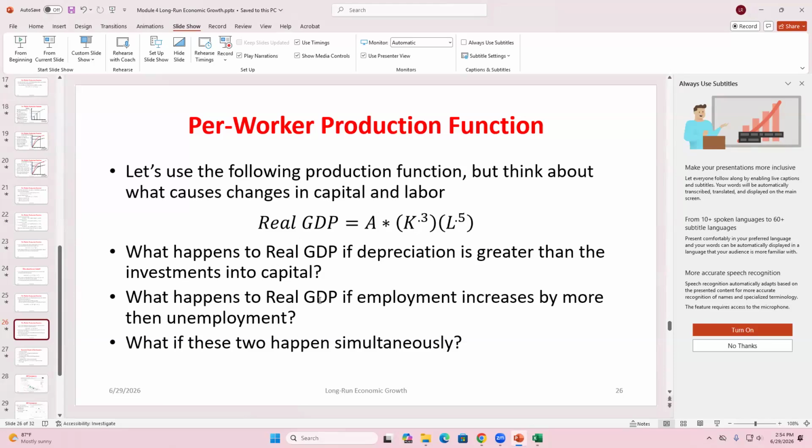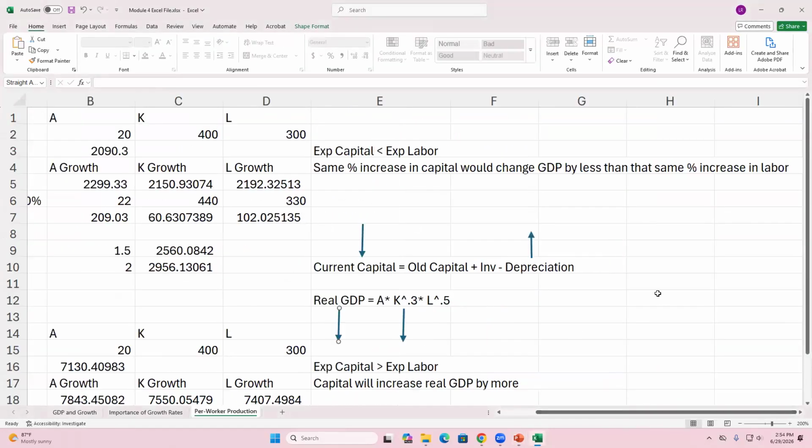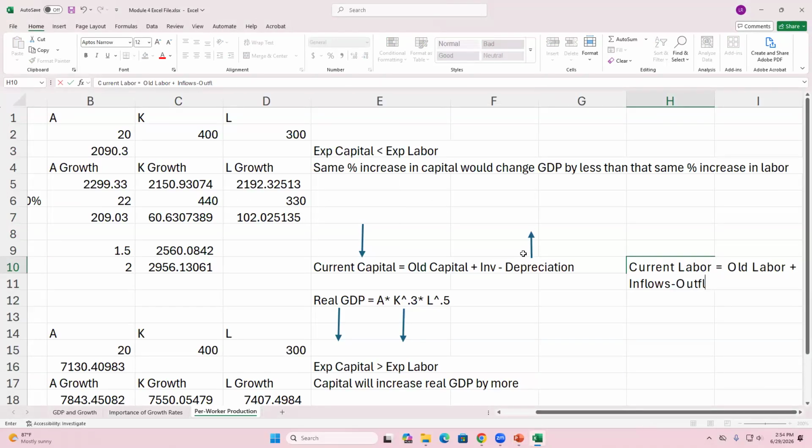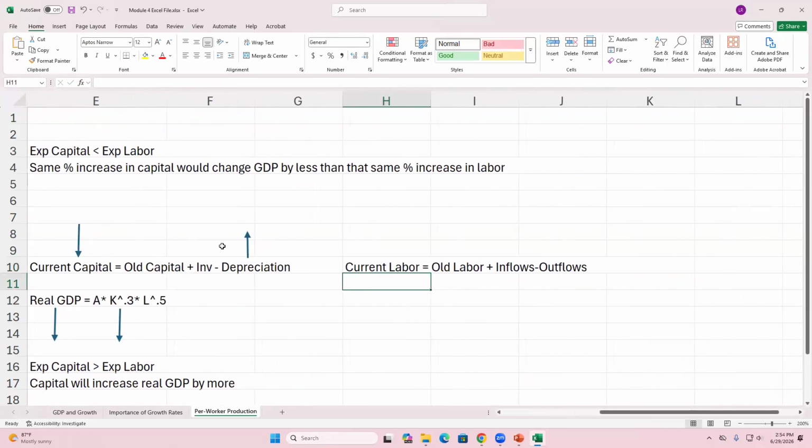What if instead my employment is increasing by more than my unemployment? Well, similar kind of idea. We said that my current labor is equal to whatever my old labor was, plus labor inflows minus labor outflows. So if instead I've got that my labor inflows are greater than my outflows, then I know this difference will be positive.